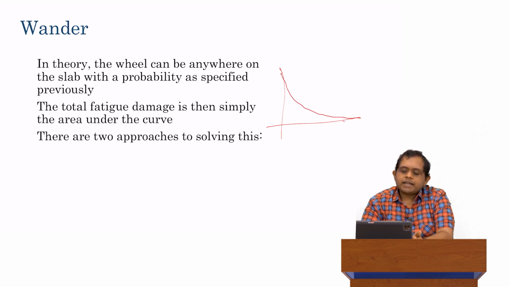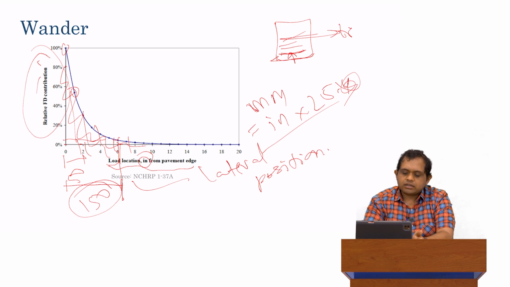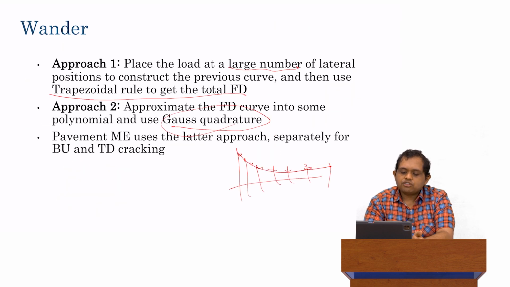The problem with calculating fatigue damage at a large number of points is that that's a lot of simulations. If you've been following me from the lecture on linearization, we do not want to perform millions and trillions of calculations. It's just too time consuming and too computationally intensive. We want to reduce the number of simulations. So if we use approach one, which is using the trapezoidal rule, to get an accurate estimate of the area, we will have to conduct a very large number of simulations.